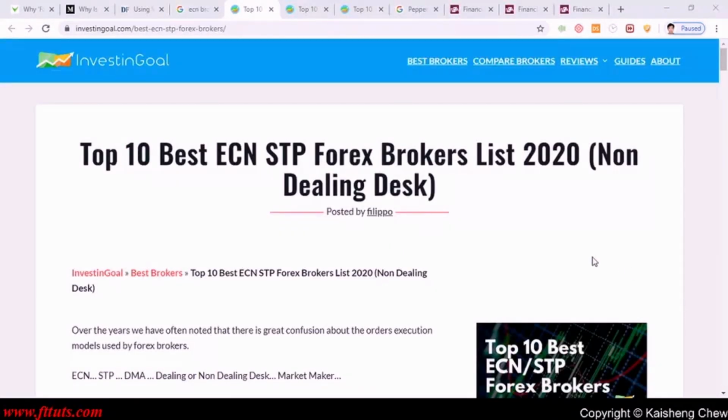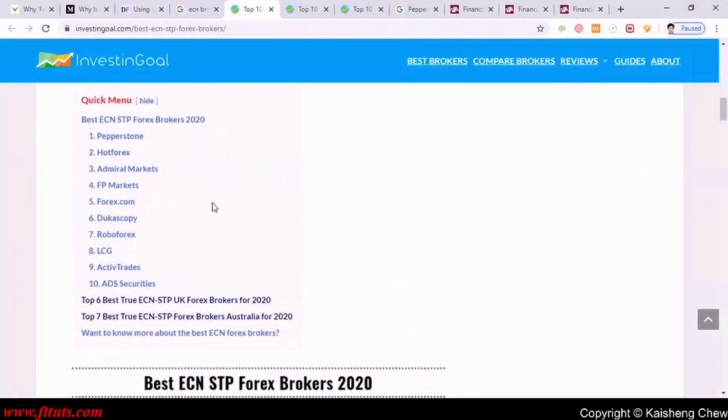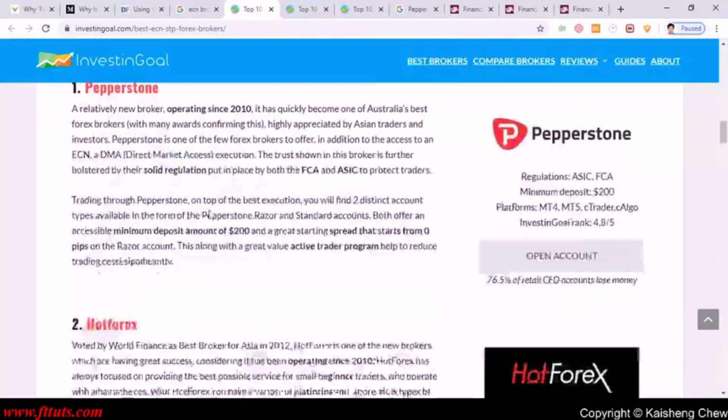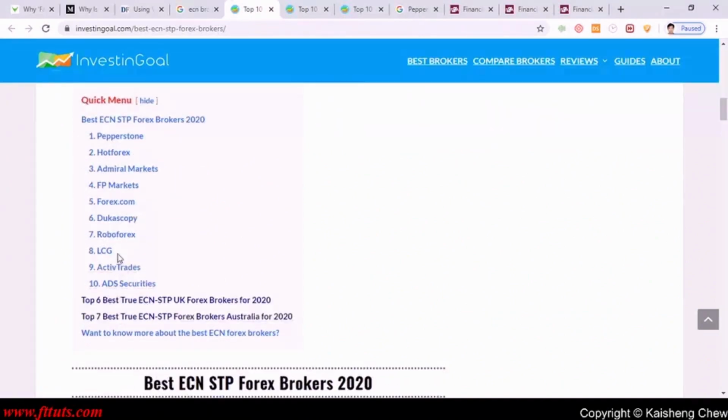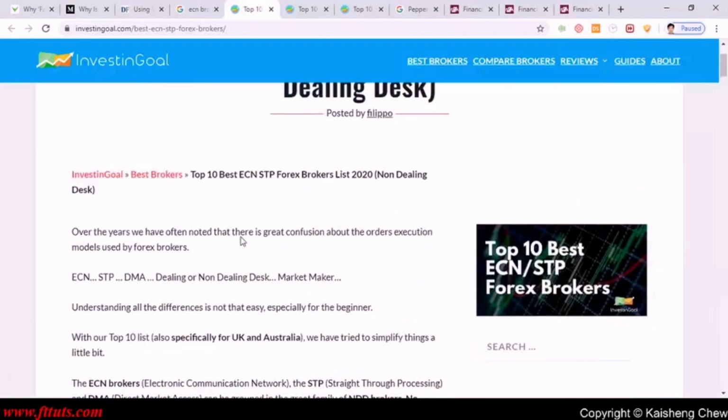Okay, now we're going to discuss the top 10 ECN STP forex broker list. From this website, they mention that there's a top 10 here. You can see the list of the top 10: Pepperstone, HotForex, Eightcap Markets, FP Markets, Forex.com, and so on, RoboForex. So these are ECN brokers.